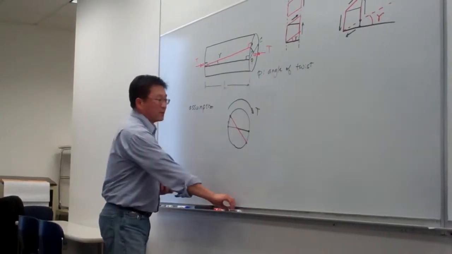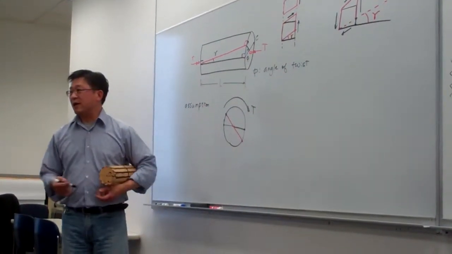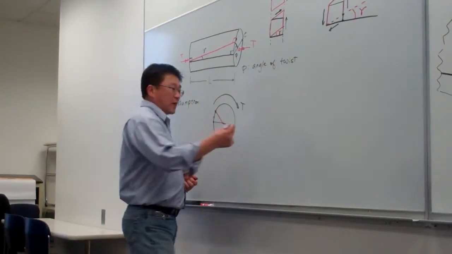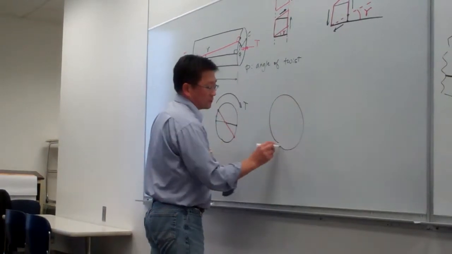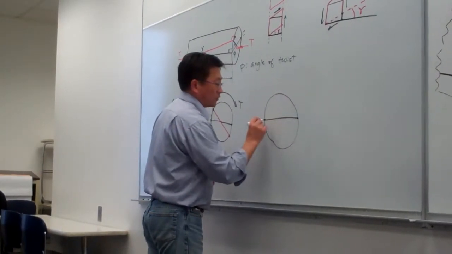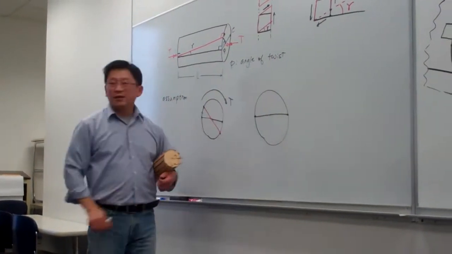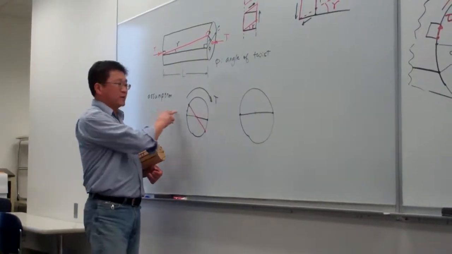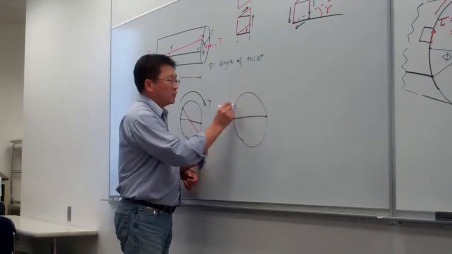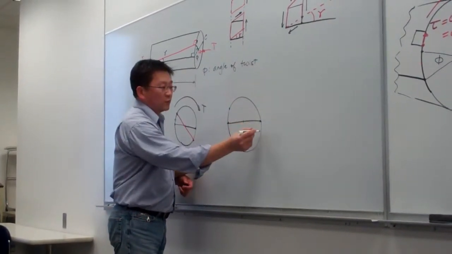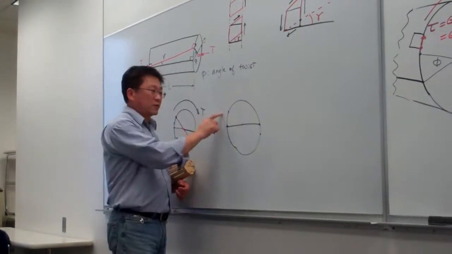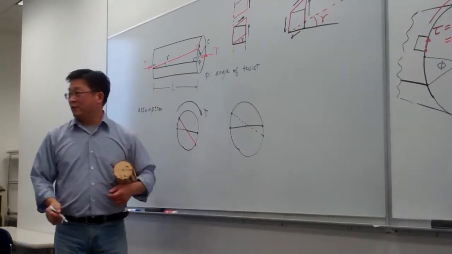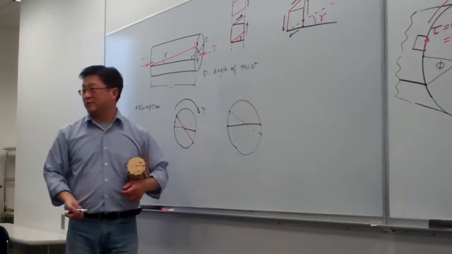And let me make some counter examples. The counter example could be this. So this is before deformation, that is the diameter, which means it passes through the center. One counter example to violate this assumption is this. This point moved that much. This point moved that much, a little bit smaller than this one. So their connection won't be a diameter anymore because it won't pass through the center.